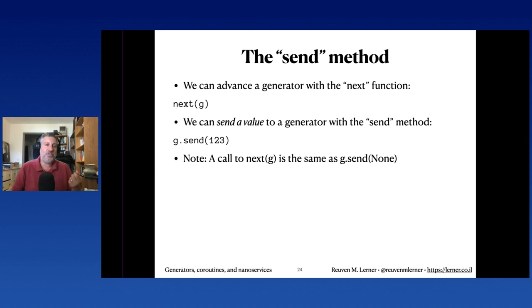So we can advance a generator with the next function, but we can send a value to a generator with send. And the difference between them is that when I say next, it's just like saying g.send of None. It's basically sending a None.